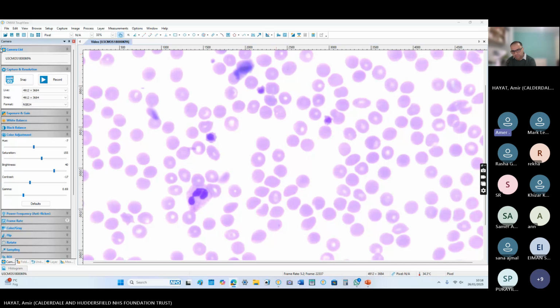The blood film shows macrothrombocytopenia. The platelets are granular. The red cells and the white cells are okay. The impression is that of inherited macrothrombocytopenia because of the given history. This patient needs further investigation to rule out an inherited platelet disorder.